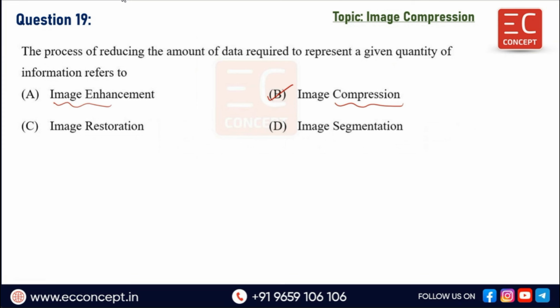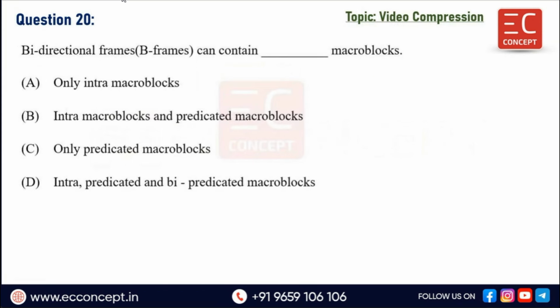Okay, so next question number 20, last question. This is asked from video compression. Actually in motion estimation we have 3 frames: that is I frame, P frame and B frames. That's why we have B frame in the macro blocks: intra macro blocks, predicted and bi-predicted. Okay, so option D is the correct answer. So that's why we have I frames, P frames, B frames, macro blocks. So that's the concept. So once go through it. Totally, 5 questions from the digital image processing.